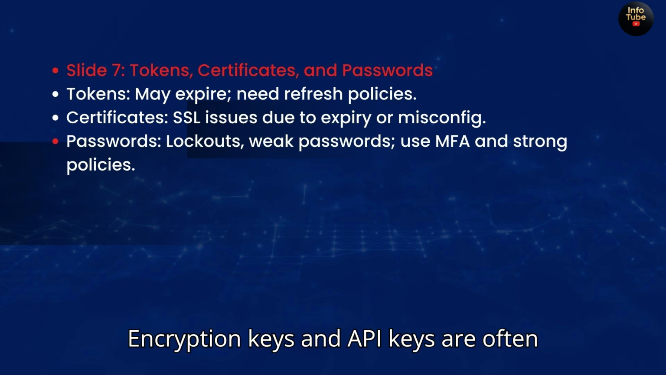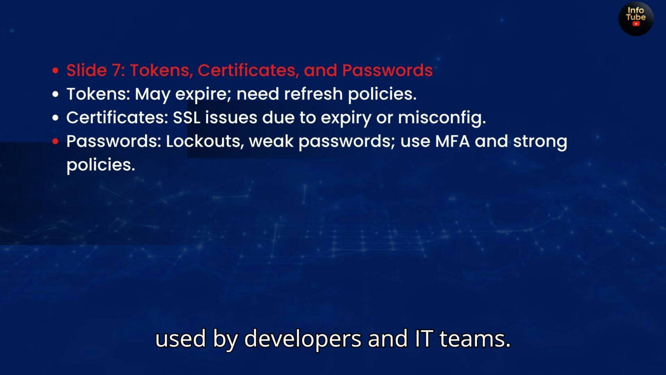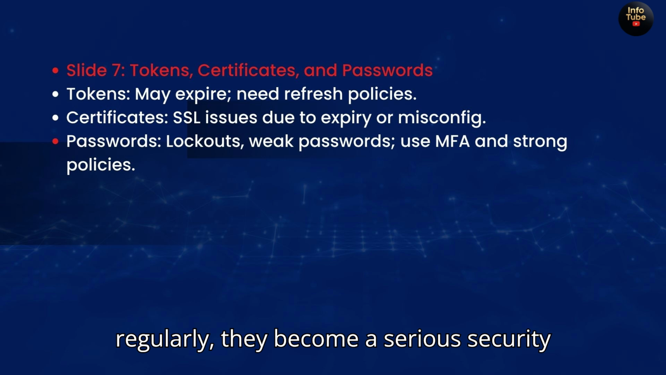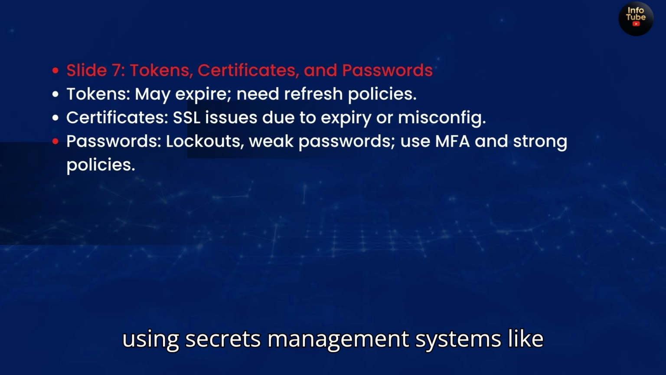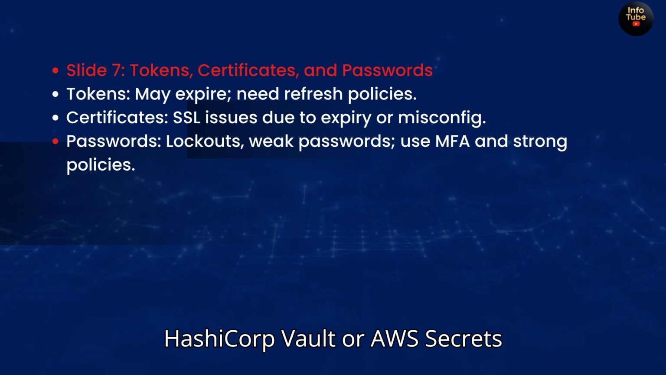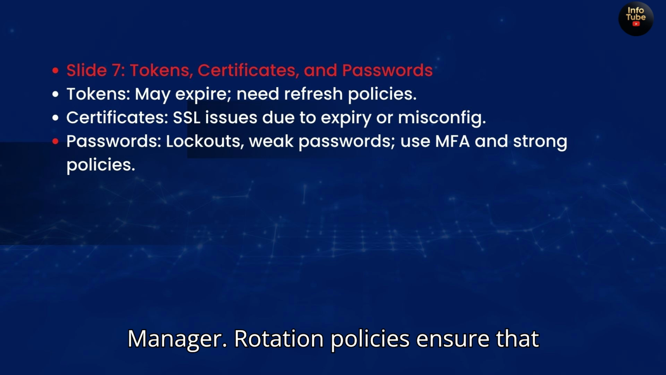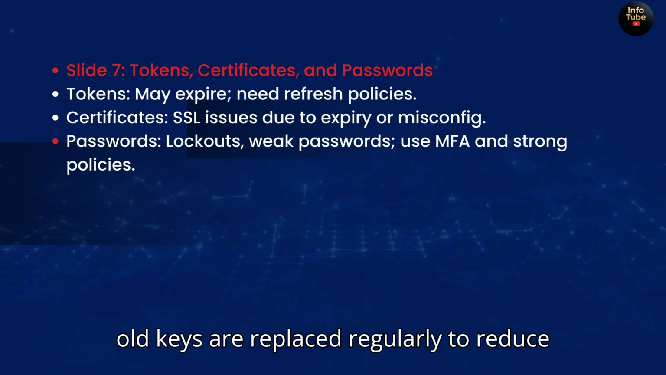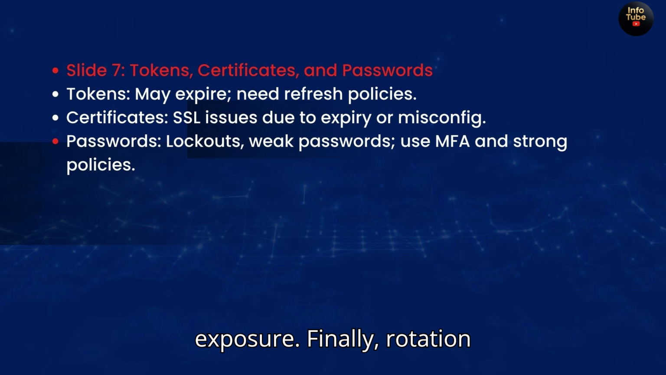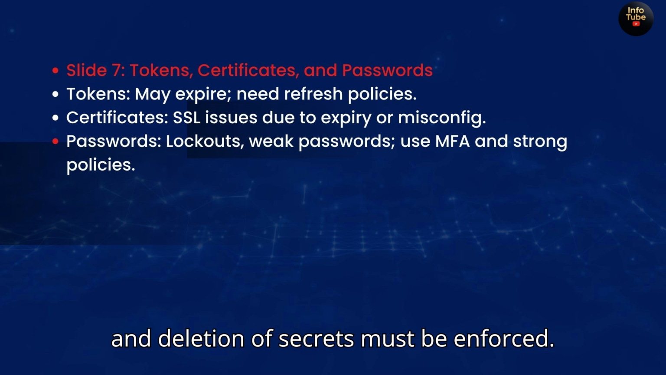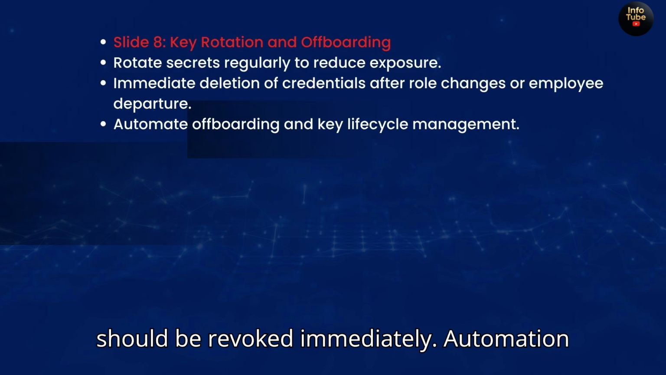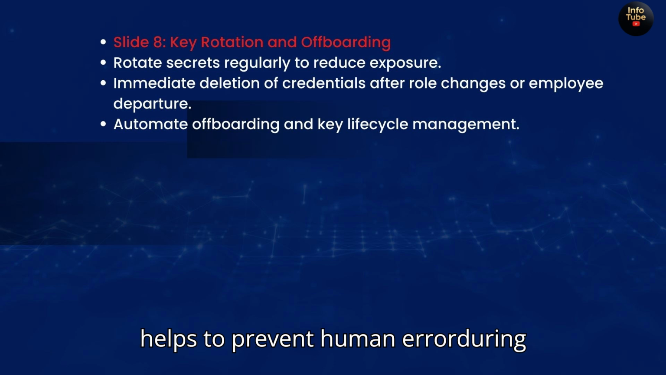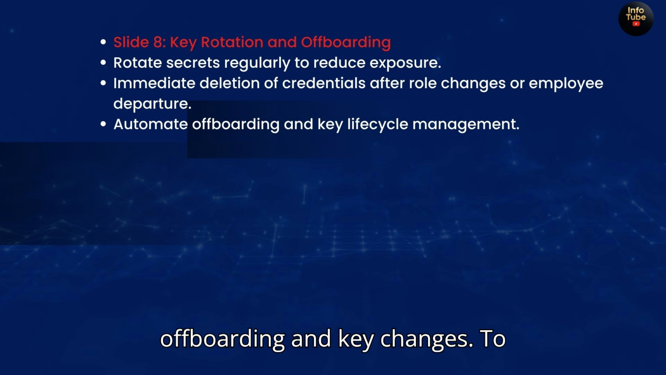Encryption keys and API keys are often used by developers and IT teams. If these are leaked or not rotated regularly, they become a serious security risk. Keys should be stored securely using secrets management systems like HashiCorp Vault or AWS Secrets Manager. Rotation policies ensure that old keys are replaced regularly to reduce exposure. Finally, rotation and deletion of secrets must be enforced. When an employee leaves an organization, their credentials and access tokens should be revoked immediately. Automation helps to prevent human error during offboarding and key changes.